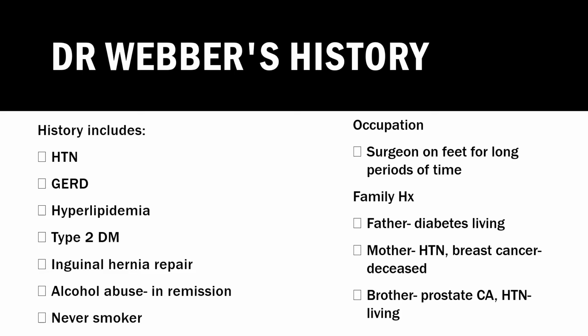His family history includes his father, who is living, who has diabetes, his mother, who is no longer living. She has a history of hypertension and breast cancer, and his brother has prostate cancer and hypertension, who is still living.